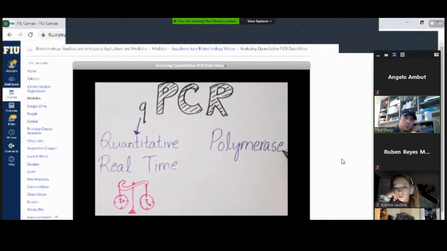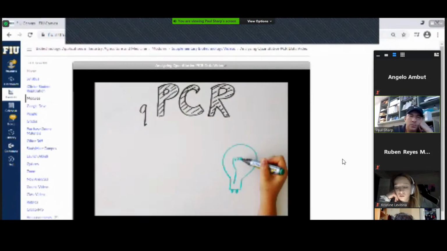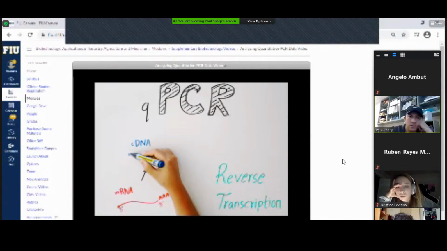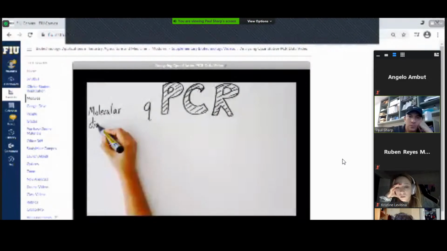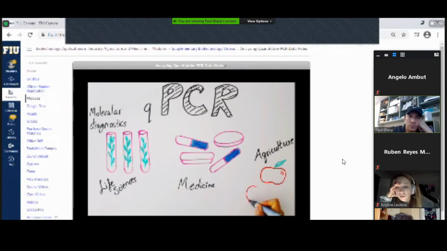qPCR, or quantitative real-time PCR, is simply classic PCR monitored using fluorescent dyes or probes. qPCR is accurate, reliable, and extremely sensitive. It can even detect a single copy of a specific transcript. qPCR is commonly coupled to reverse transcription to measure gene expression. No wonder it is so important for molecular diagnostics, life sciences, agriculture, and medicine.